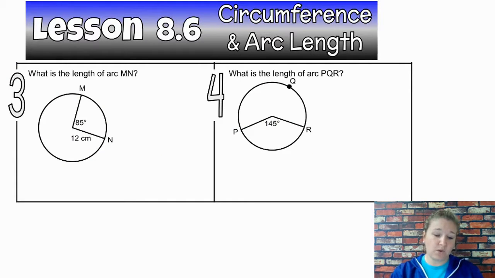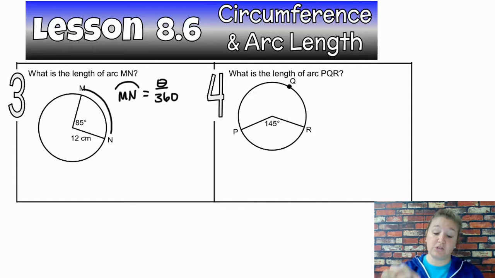Okay, so this one says, what is the length of arc MN? So I'm going to go from M to N. So this is how you write that. Arc MN, the little arc above it, is going to be equal to 85. Actually, you know what? I'm going to go ahead and write out the whole formula because I think it's a good thing to do. So theta divided by 360 times 2 pi r.